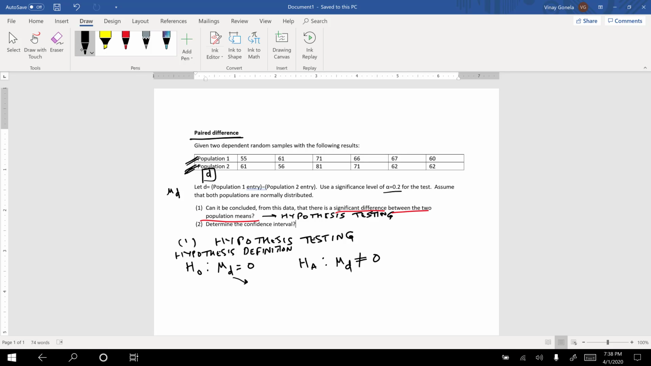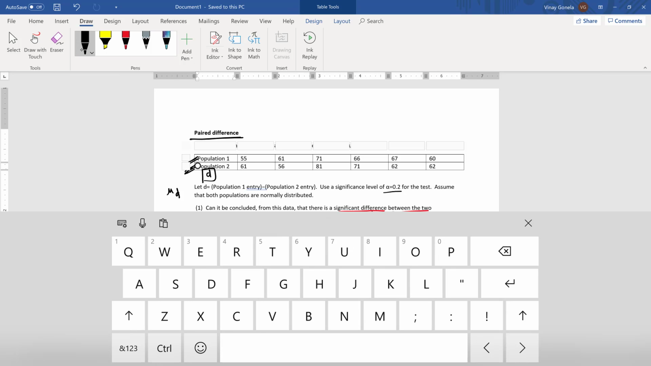So the second step of our hypothesis testing is to compare the test statistic with the critical value, and then we make a conclusion. I will do this part using our calculation aids. That would be easier. So what I will do is copy this data to our calculation aid. So let me try copying this data.